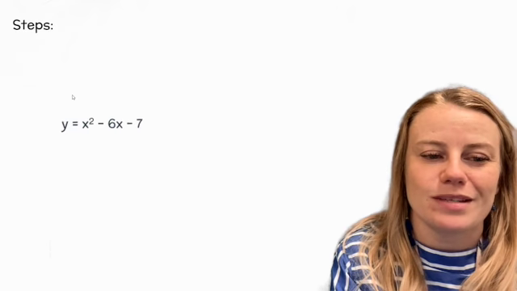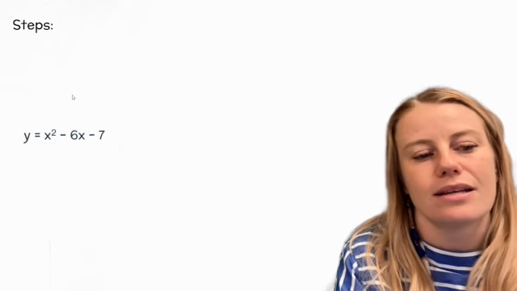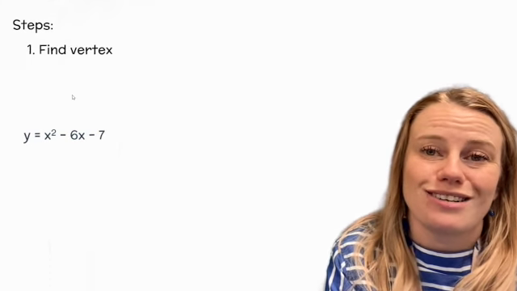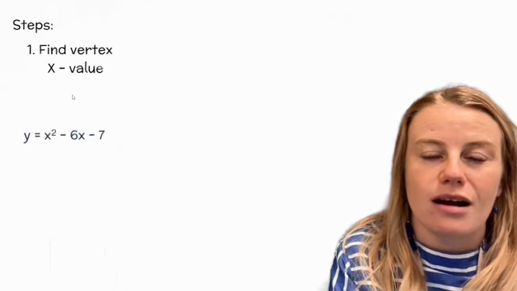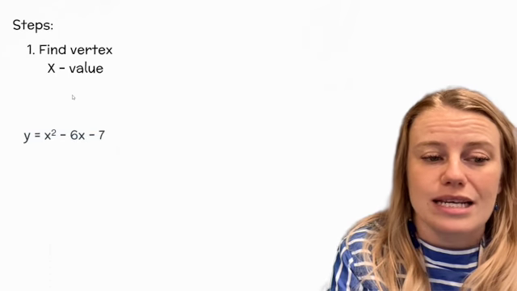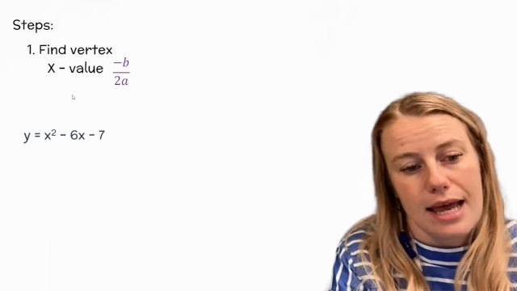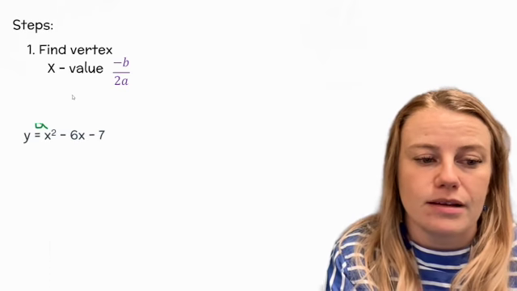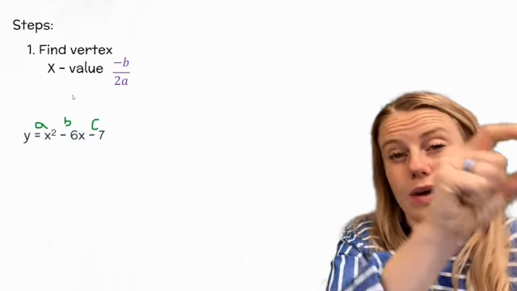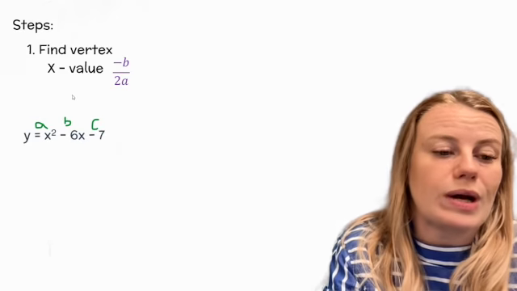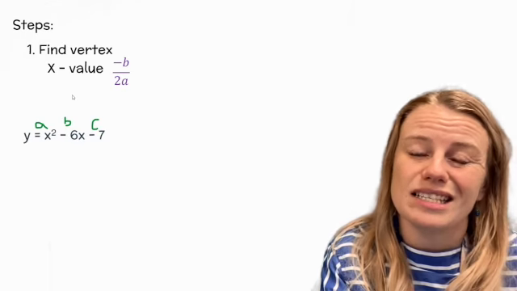Our steps. We're going to have standard form, y equals x squared minus 6x minus 7. And first we're going to find our vertex. Remember how we find our vertex. Our x value, we're going to take the opposite of b over 2 times a. So let's do that. Let's first label a, b, c. Remember that those signs go with that number. So a is 1 because there's no number. B is negative 6. C is negative 7.